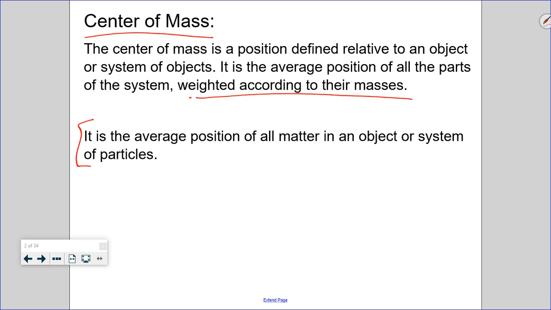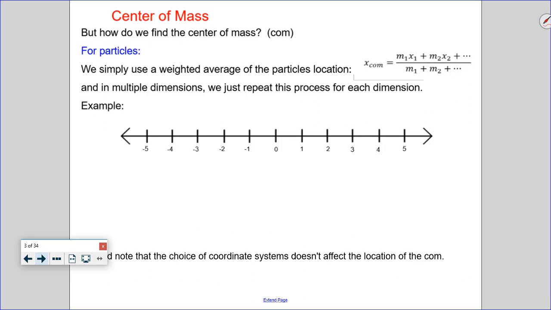Okay, so it's probably easiest to do an example with a system of particles first, and then we'll work up to a full object. All right, so let's do a quick example about how you find the center of mass. If you're dealing with a system of particles in one dimension, okay, so we're going to look at just a number line at this point, you use a weighted average of the particles' locations.